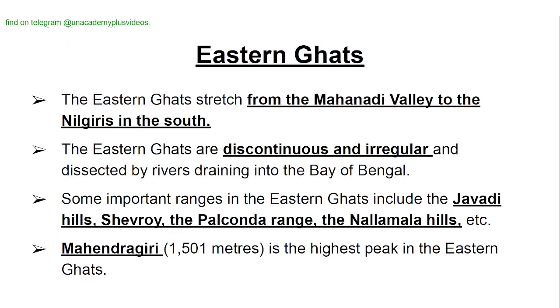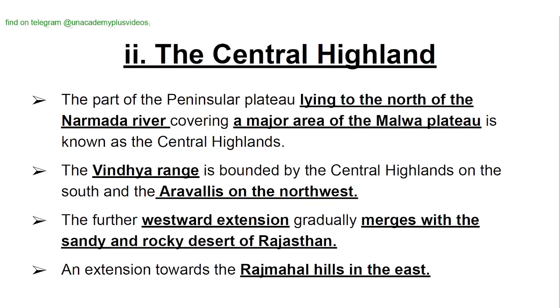Eastern Ghats. The Eastern Ghats stretch from the Mahanadi Valley to the Nilgiris in the south. The Eastern Ghats are discontinuous and irregular and dissected by rivers draining into the Bay of Bengal. Some important ranges in the Eastern Ghats include Javadi Hills, Shevaroy, Palkonda Range, and Nallamalla Hills. Mahendragiri, 1501 meters, is the highest peak in the Eastern Ghats.